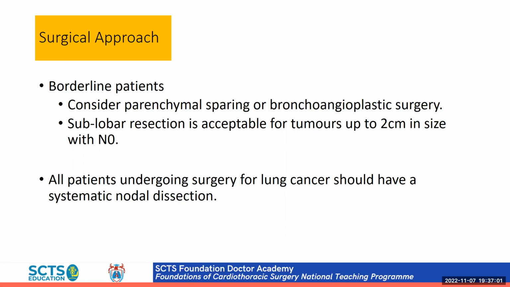Now, there are some patients who don't meet that criteria from a size, but they meet the criteria from a nodal status. That is, they don't have lymph node involvement, but the size of the tumor might be above 2 centimeters, but they have really very poor lung function. And sometimes we might need to do a wedge resection for these patients with systemic lymph node dissection if they are not keen on other modalities of treatment that have to be discussed with them as well.